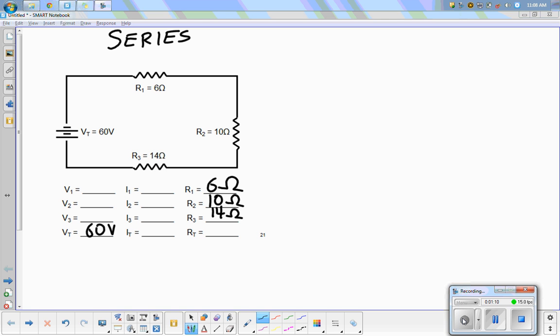Okay, I've filled in our simple knowns. This is just exactly what the diagram gives us. It tells us the total voltage is 60 volts, and the resistance of each resistor. But we don't know any of the current, we don't know any of the voltages individually across each of these resistors, and we don't know the total resistance.